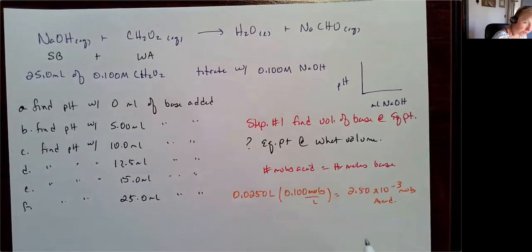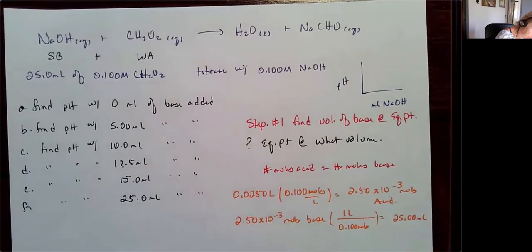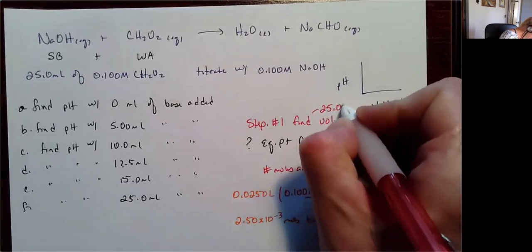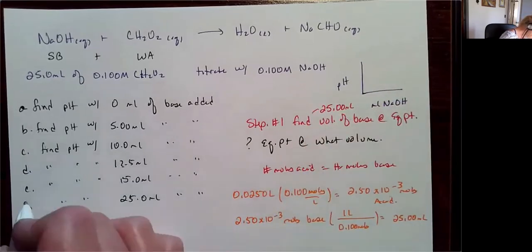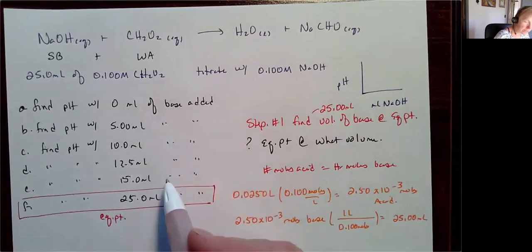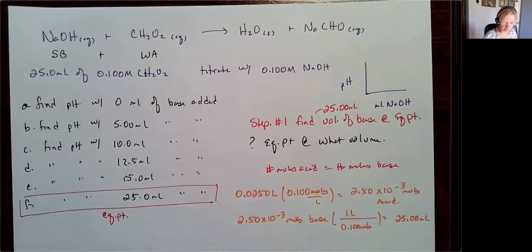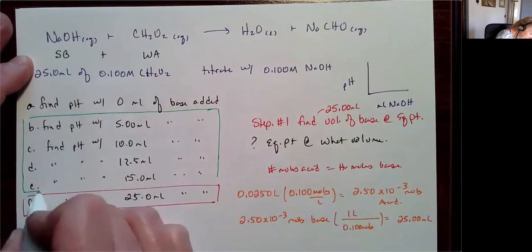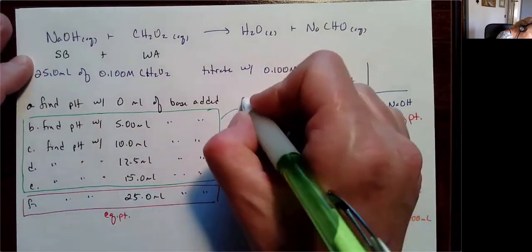So at my equivalence point, I have to have added in this number of moles of base. To reach my equivalence point, I'm going to need to add in 25 milliliters. That is here, right? So this is my equivalence point. Everything before this is pre-equivalence point. That's going to help me figure out what I'm going to be doing, because that means that all of these titration points here are in the buffer region.